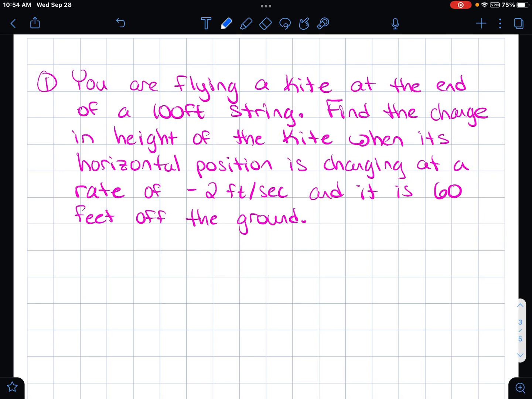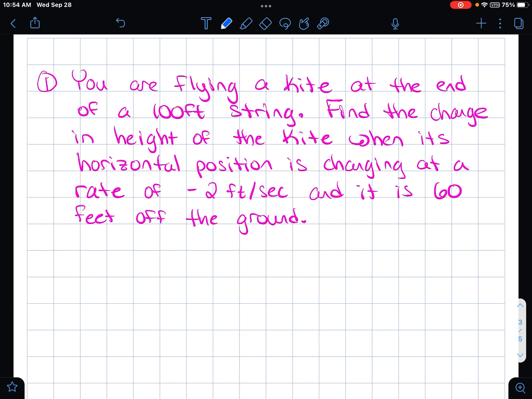Okay, this is the second video for related rates, and we're going to look at a different type of problem than what we were doing before. We're flying a kite at the end of a 100-foot string. The goal is to find the change in height of the kite when its horizontal position is changing at a rate of -2 feet per second, and it's currently 60 feet off the ground.